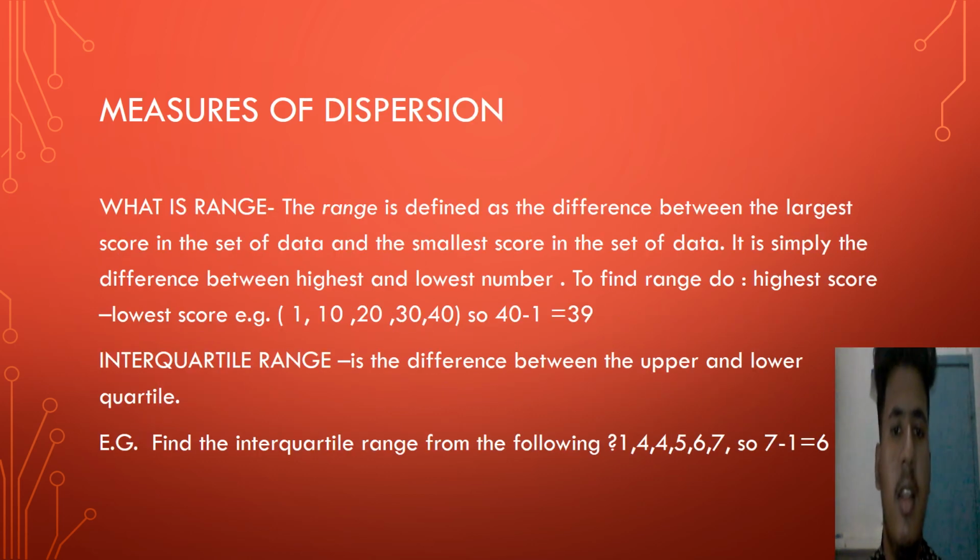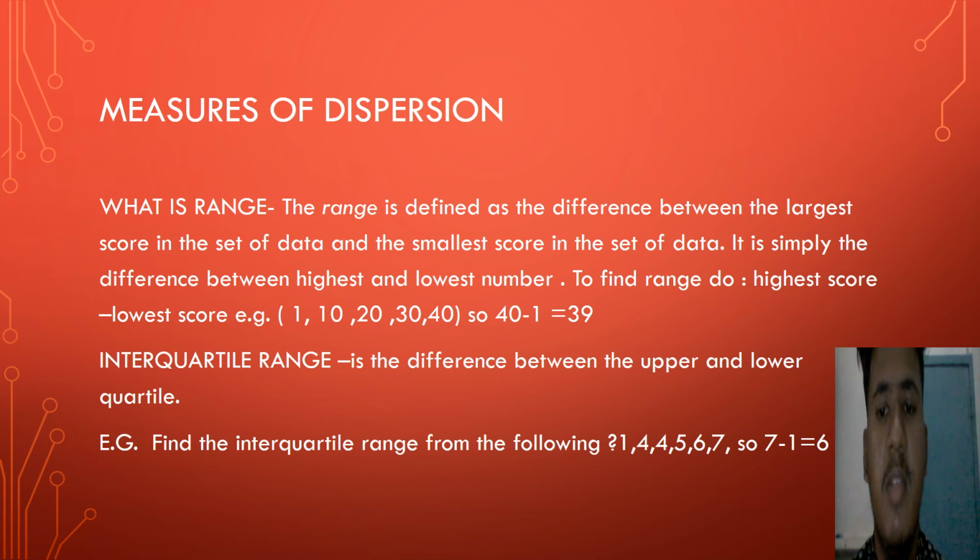Now we look at the measures of dispersion. What is range? Range is defined as the difference between the largest score in the set of data and the smallest score in the set of data. It is simply the difference between the highest and lowest number. To find range, we do highest minus lowest. Example, in the set the numbers given are 1, 10, 20, 30, 40. To find range, we subtract the lowest from the highest. 40 minus 1, the range is 39.